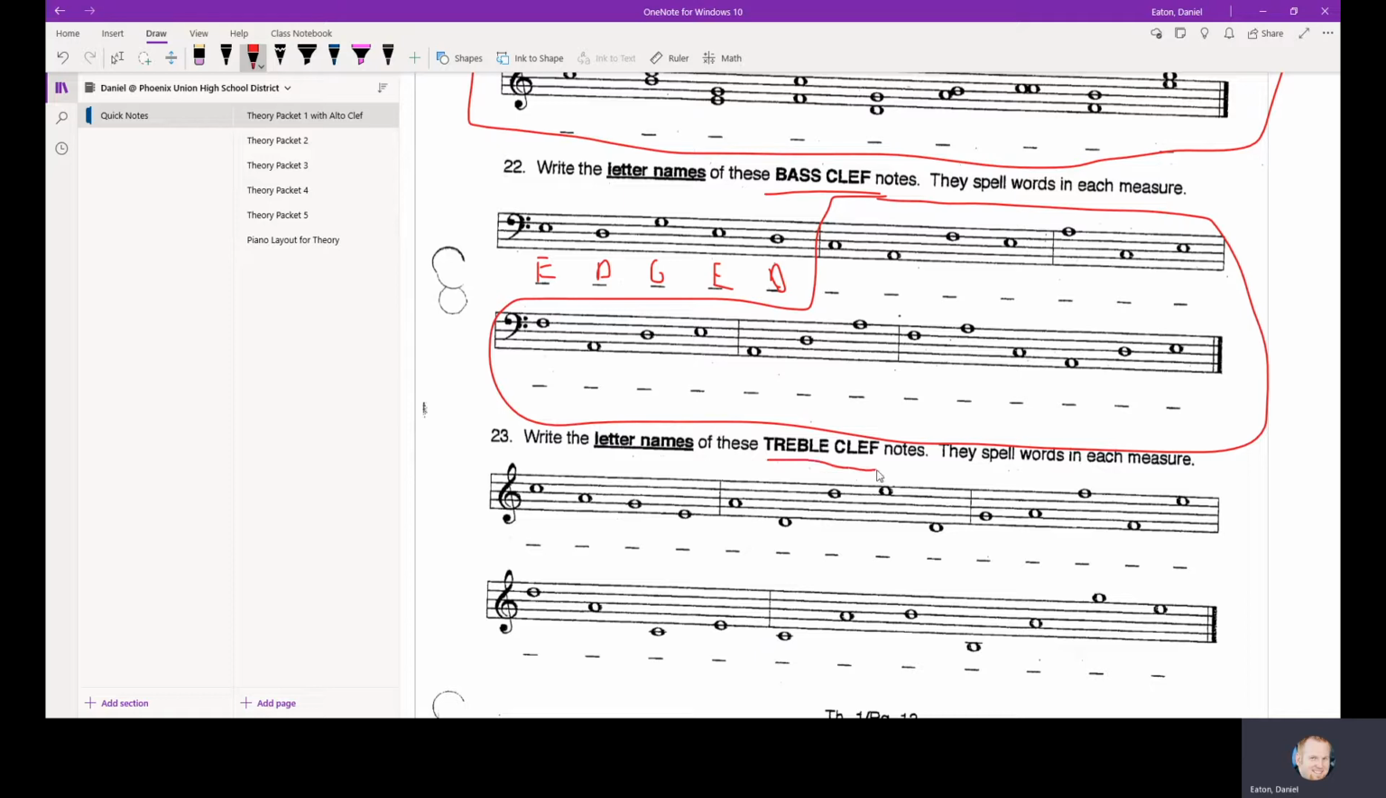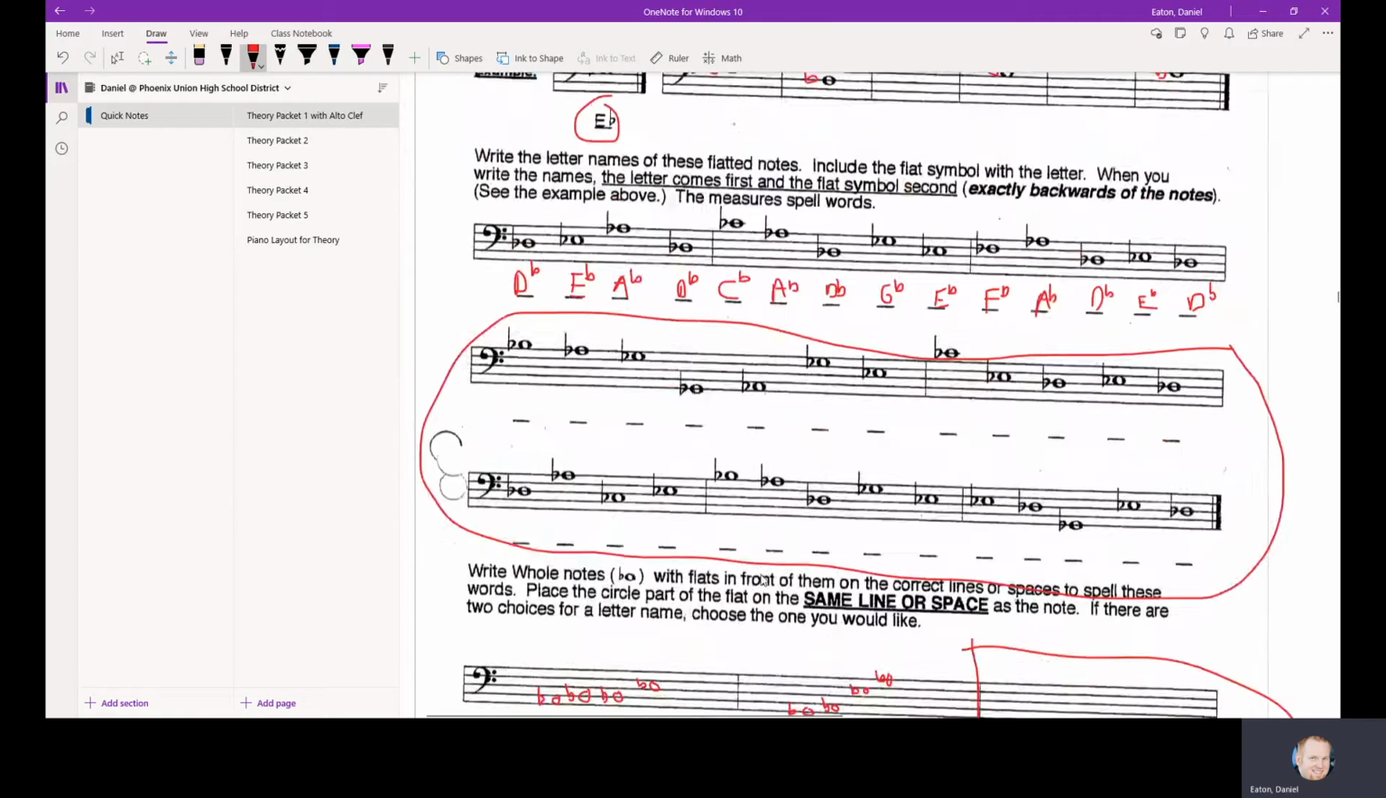Write the letter names of these treble clef notes. They spell words in each measure. Again, I'll do the first one. You guys are going to be doing all the rest of these. So here's my first one. FACE is the space. C is the third letter of that. FACE is the space. A is the second one. Great. Every good boy does fine. Every good boy does fine. Again, I'm just using the phrases and filling in the letters as I go. If you cannot remember that, you might have to scroll a ways up here.